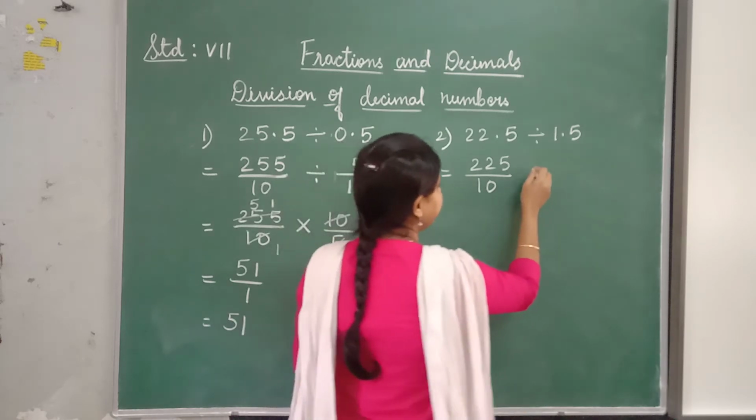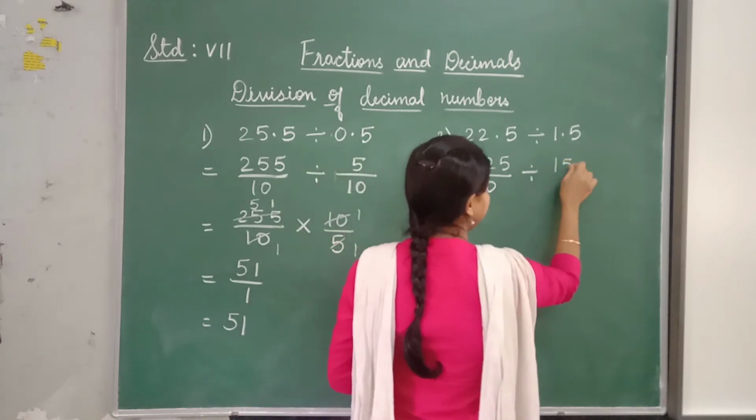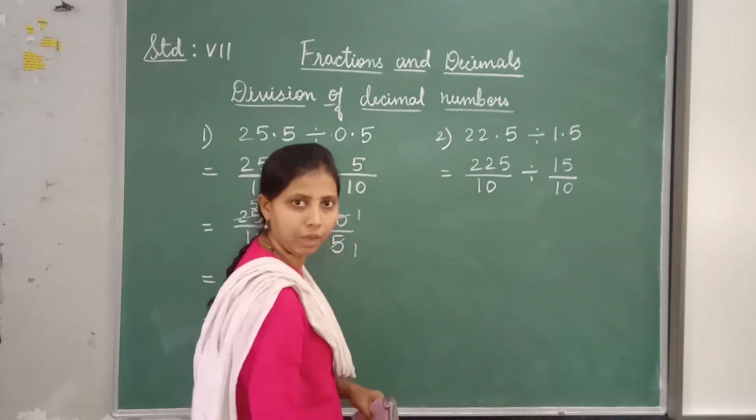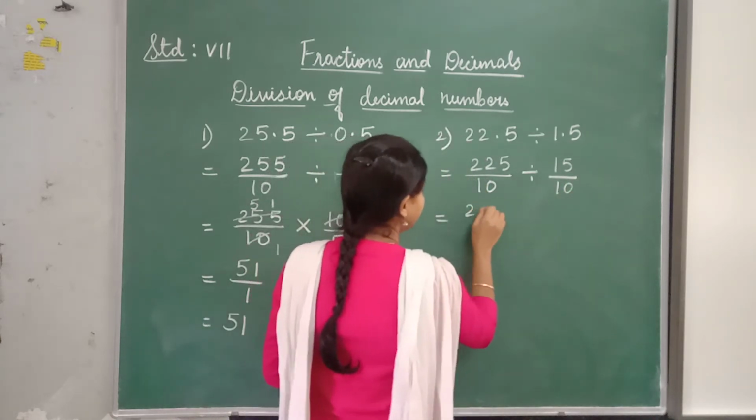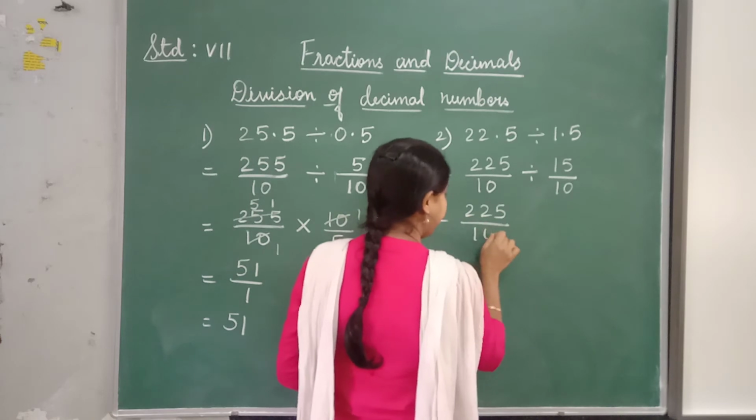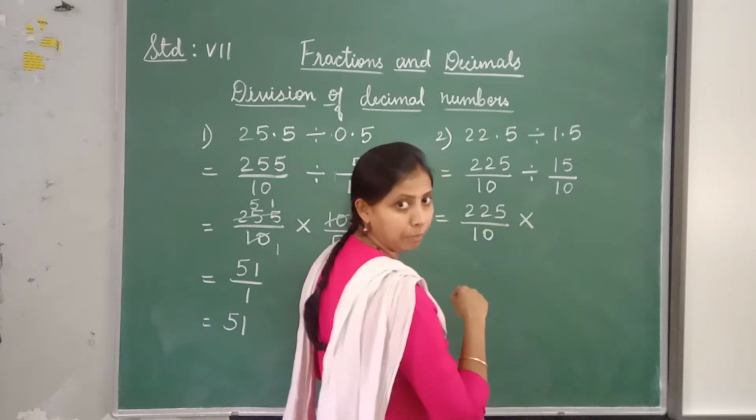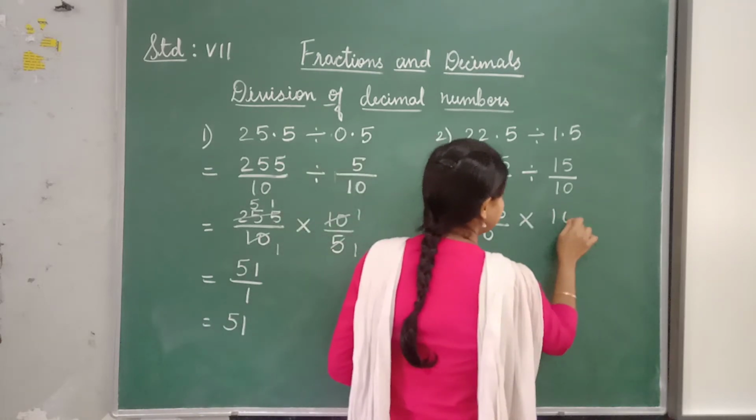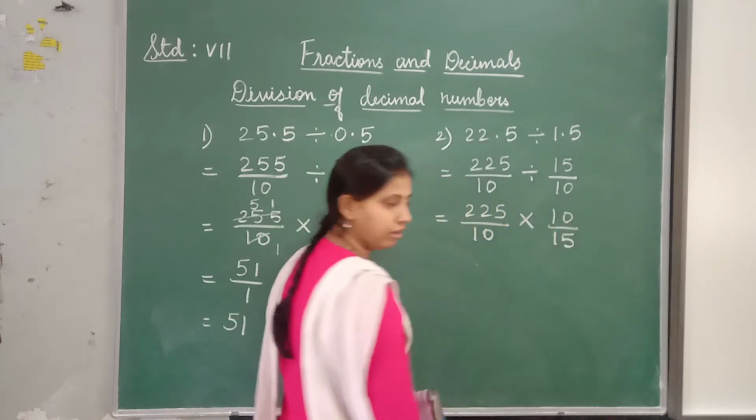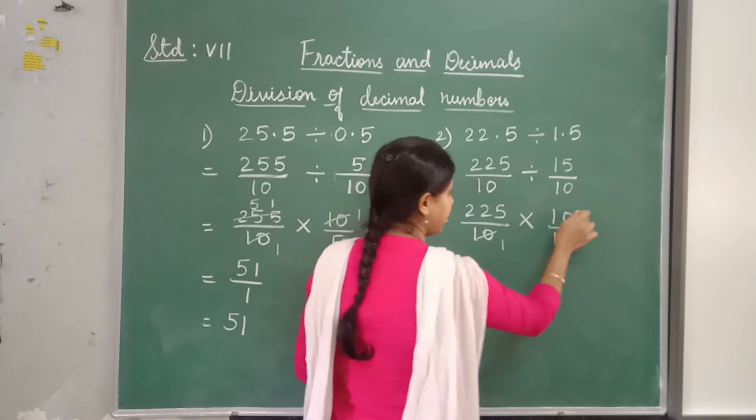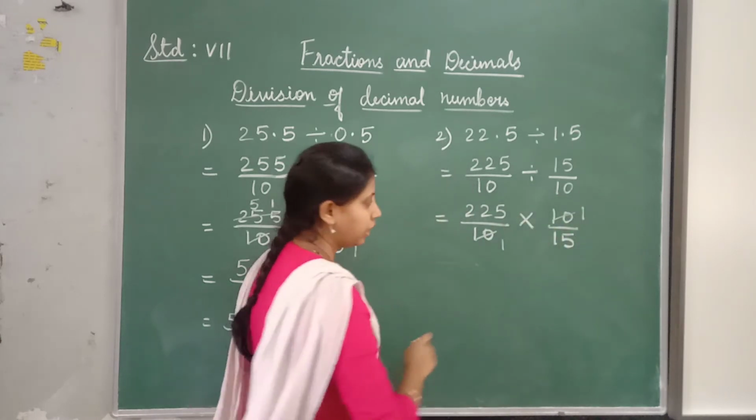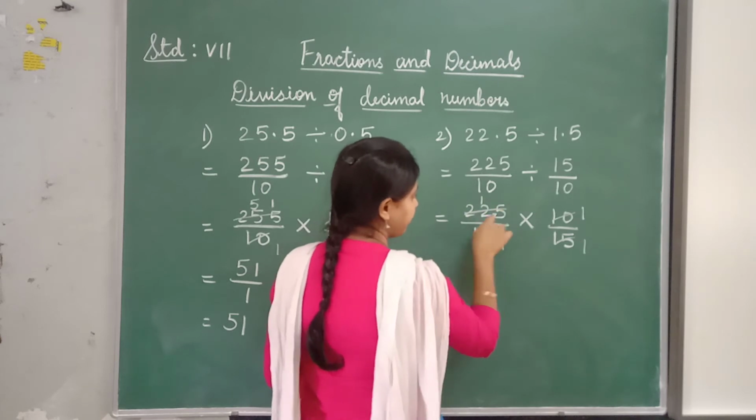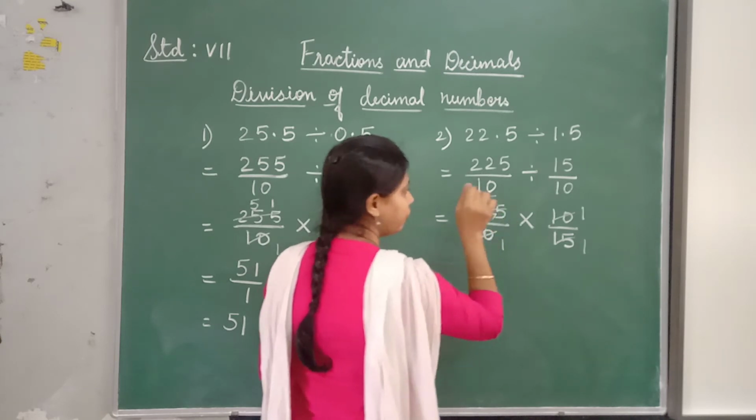Divided by 15. 1.5, as it is one digit, so 15 upon 10. So now 225 upon 10 will be multiplied by the reciprocal of 15 by 10, that is 10 by 15. Okay children, 10 ones are 10, 10 ones are 10. Then 15 ones are 15, 7 remains. Then 15 fives are 75.